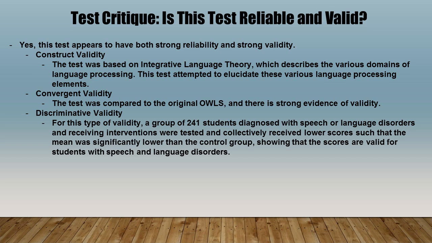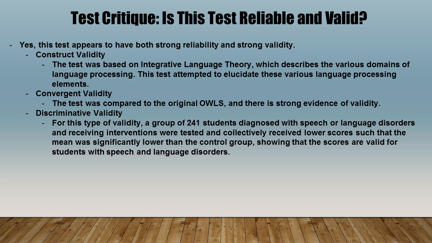We also consider the validity measures used in the Administration Manual to be strong. The three types of validity are presented on the screen. The basic premise of the OWLS 2 comes from the integrative language theory, and construct validity measures claimed that this test captured the language processing domains in the items. The manual also stated that the OWLS 2 is compared to the original OWLS, which came back as valid.